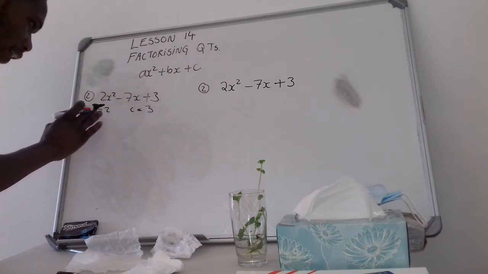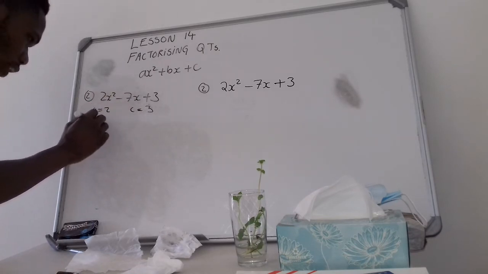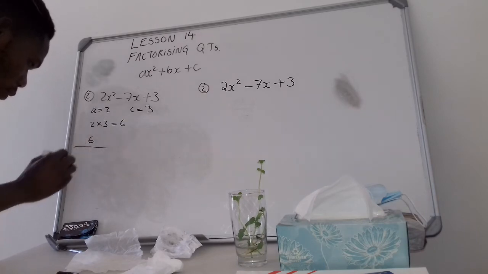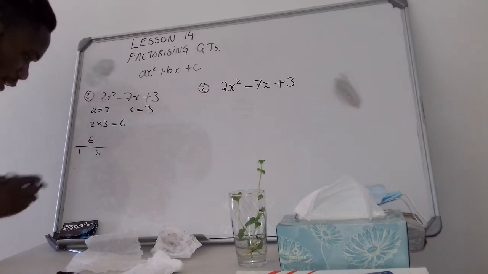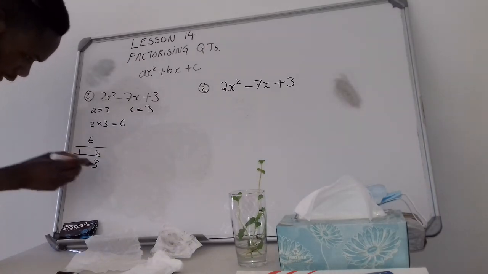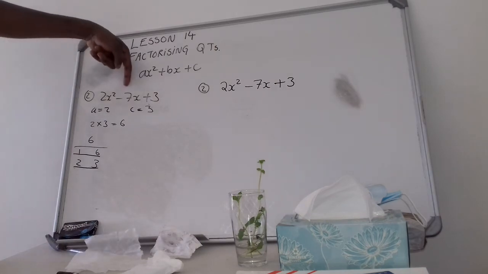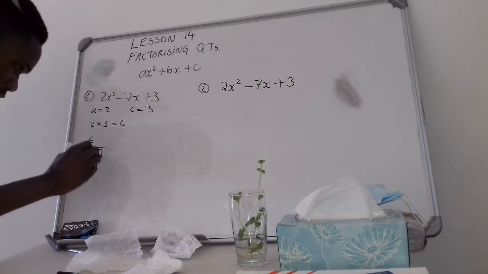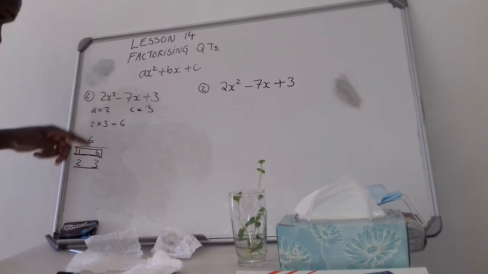If you multiply a and c, 2 times 3, we get 6. So we want the factors of 6. 1 goes into 6, 6 times, and 2 goes into 6, 3 times. Now we should manipulate one pair, the first pair or the second pair, so that we have minus 6. In this case, we are only going to work with the pair that can give us a 7 there.